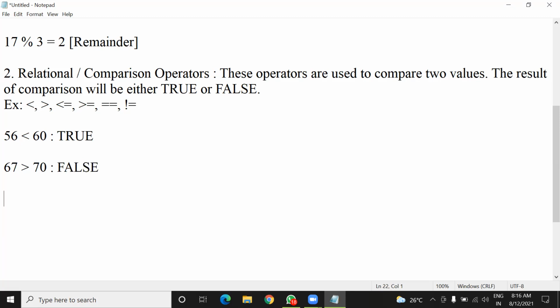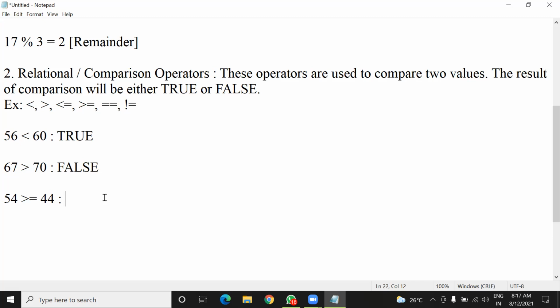Now take another example. 54 greater than or equals to 44. What will be the result? True. True, sir. Why? Sir, because 54 is greater than 44. Yes, but here equal to is also there. Sir, if it is equal, then it will be true. But if it is greater than, then it is also true. One of the situations is true.